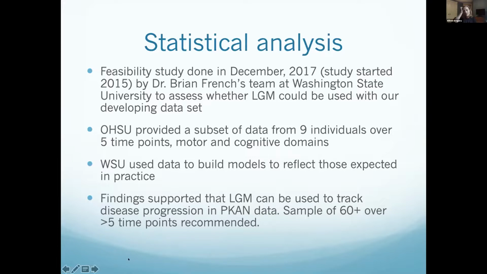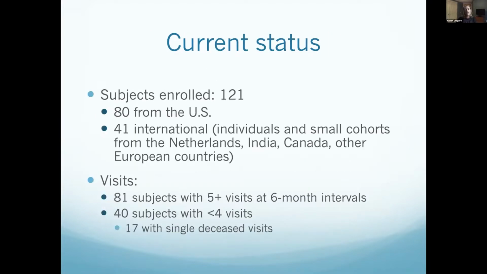What they found was that the findings supported that LGM can be used to track disease progression in the PKAN data that we're collecting. They ran several different models and had different recommendations about if you have a sample of this size, you need at least this many visits, and that sort of thing. But the bottom line was that they recommended a sample of at least 60 subjects and more than 5 time points.